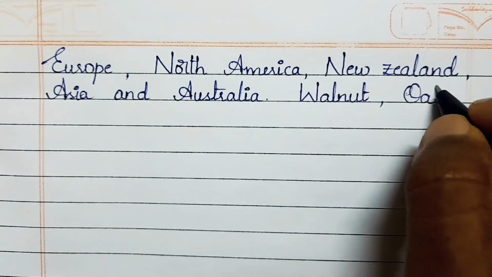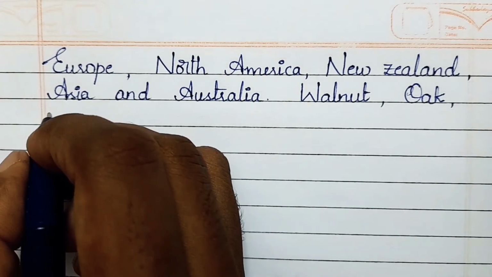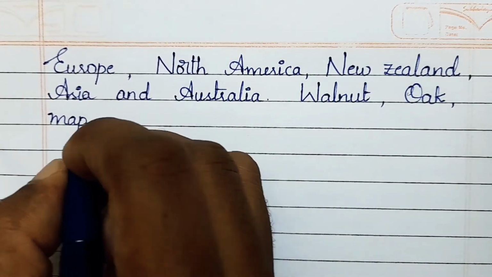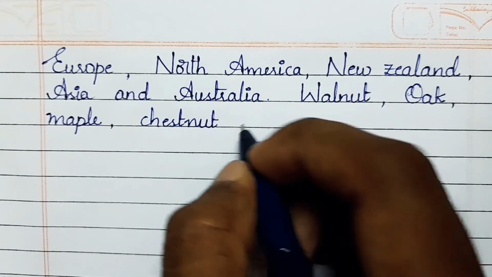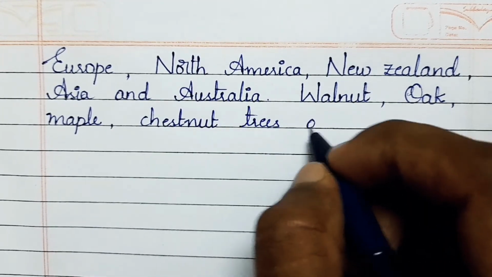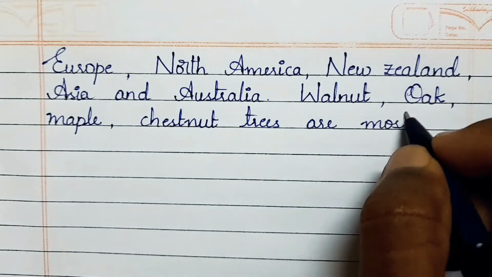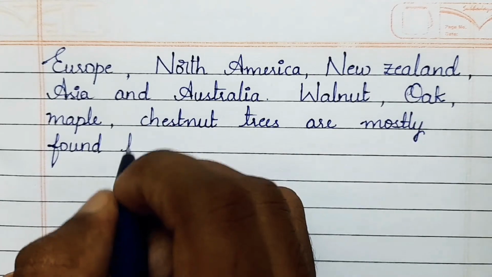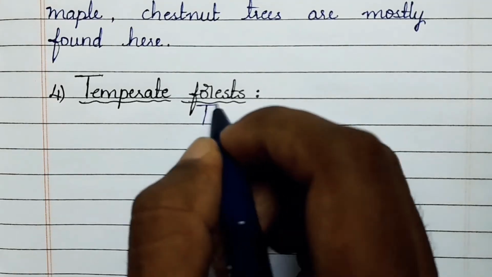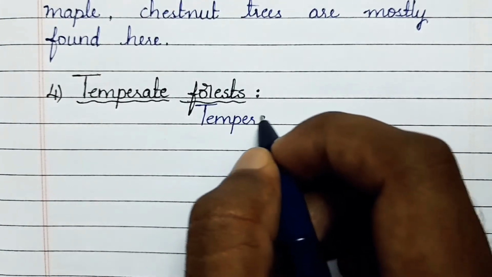Walnut, oak, maple, chestnut trees are mostly found here. Next, temperate forest.